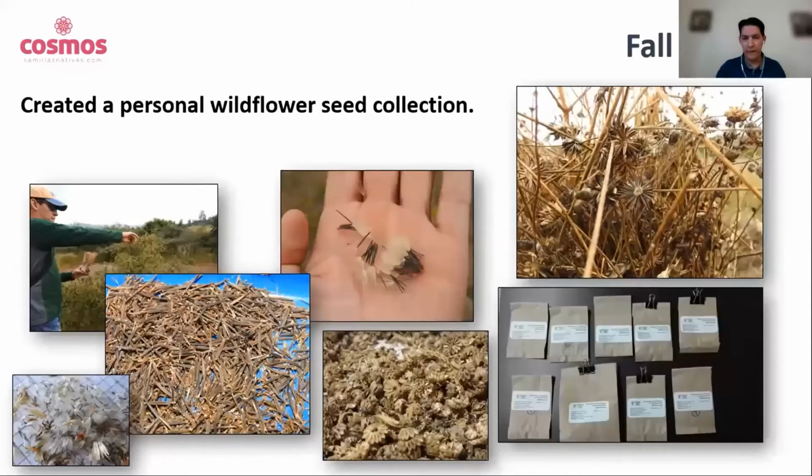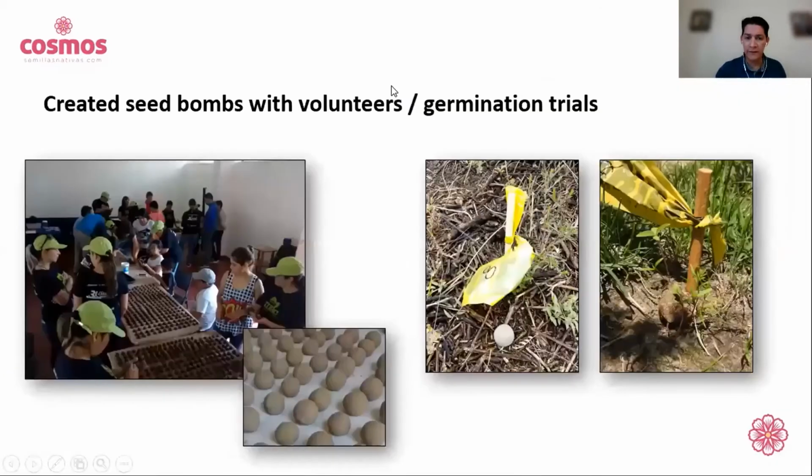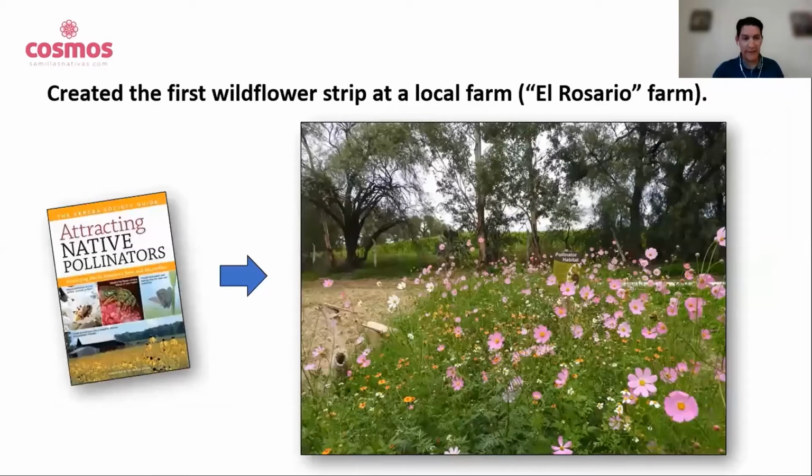And so in the fall of 2017, I created my first and personal wildflower seed collection, which I used in 2018 to create seed bombs with the help of a group of volunteers. And I also did germination trials. In 2019, I came across the book Attracting Native Pollinators by the Xerces Society and made my first wildflower strip at a local farm.